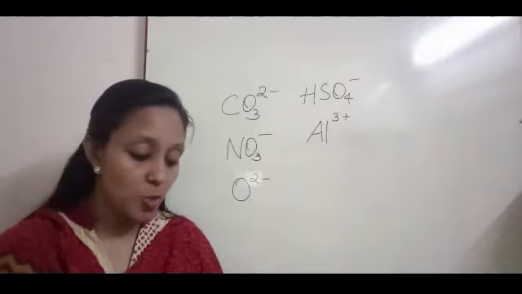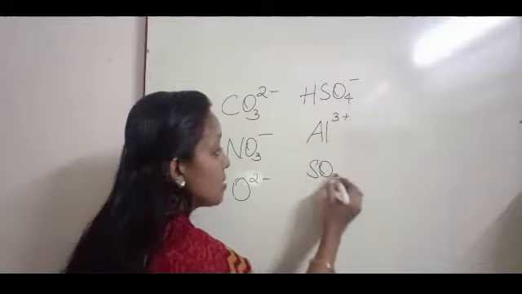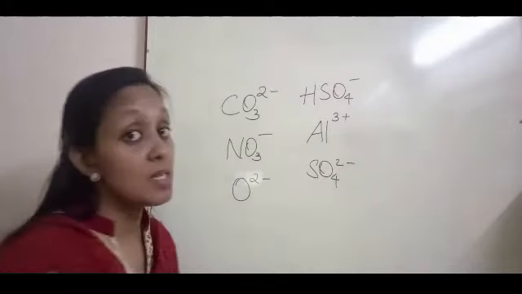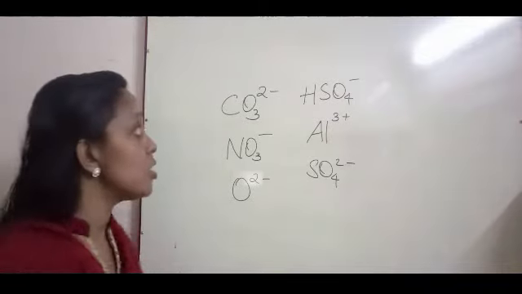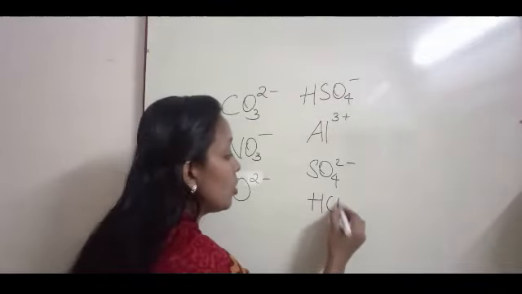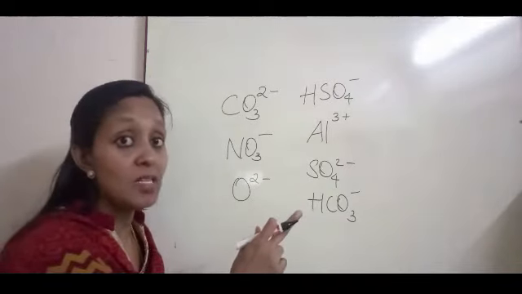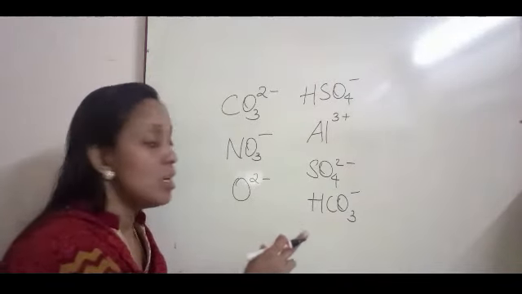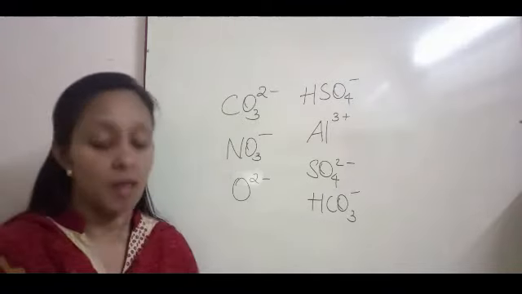So the first one shown here is SO4 minus. How to name this radical, children? This is sulfate radical. Now the next one is HCO3 minus. If it is CO3, it's actually a part of carbonate radical, isn't it? So there is H present. So it is bicarbonate.